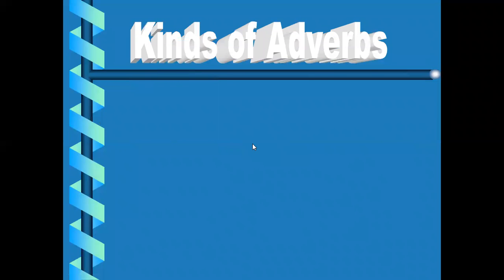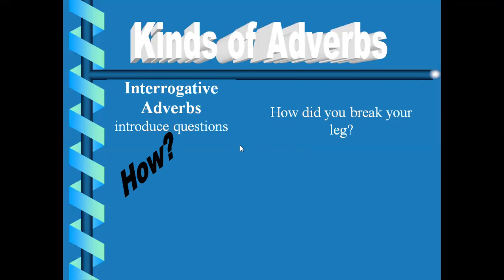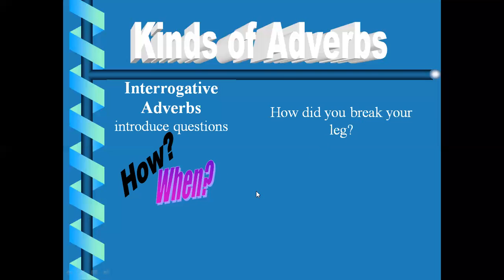Moving to another point, kinds of adverbs. In English, we have some types or some kinds of adverbs. Interrogative adverbs introduce questions or answer the question words how, when, where, what color, what type, what kind. How did you break your leg? When? When does your plane leave?